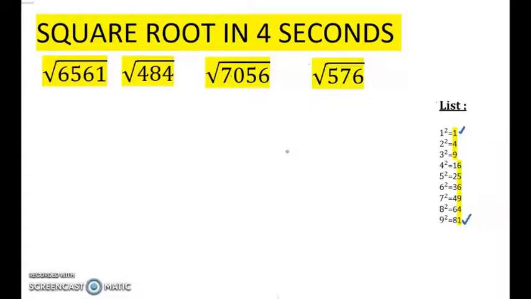Step 3. Look for the unit in your question. Find the unit in the list that matches, that is equal to it, then write down the corresponding square root. So in my question, the unit is 1. So in my list, there's a 1 over here and there's a 1 over here. So the corresponding square root is 9 or 1. So I'll write 9 or 1.